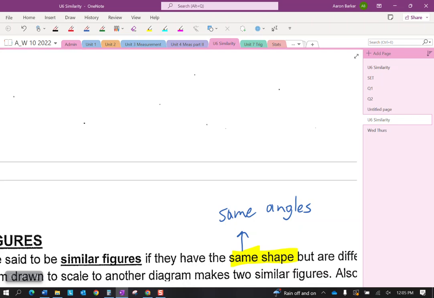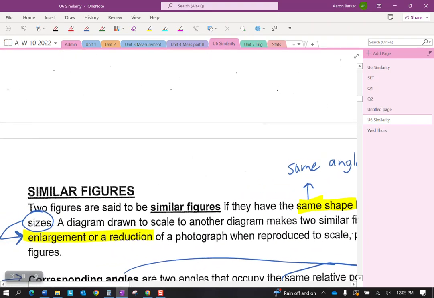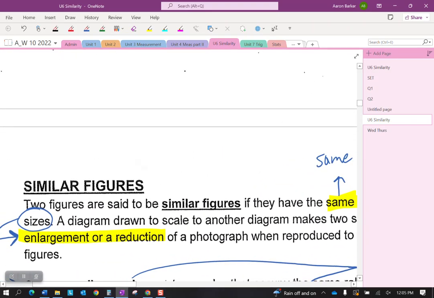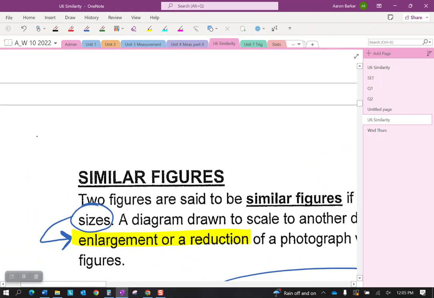So same shape basically has the same angles. Okay? And it's the same proportions. So really it's just an enlargement or reduction. That's what we're looking at. So similar figures are an enlargement or reduction. Draw your arrow and underline enlargement or reduction.